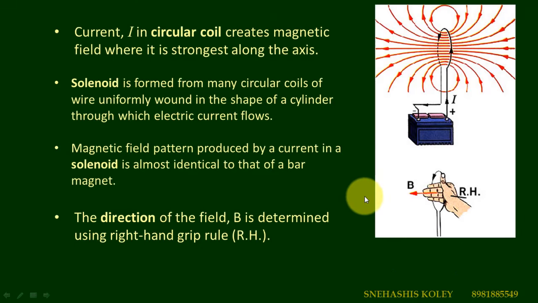To find the direction of the magnetic field, we have to place our hand around the loop, and our thumb will show the direction of the current, and our remaining fingers will show the direction of the magnetic field inside a coil, as you can see in this figure.